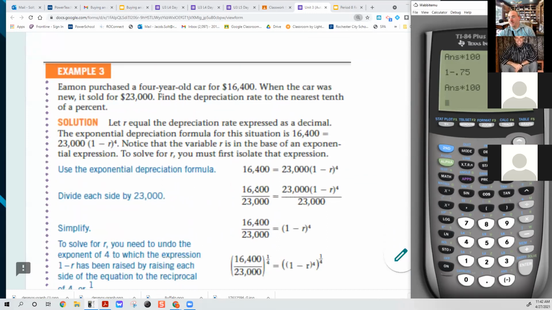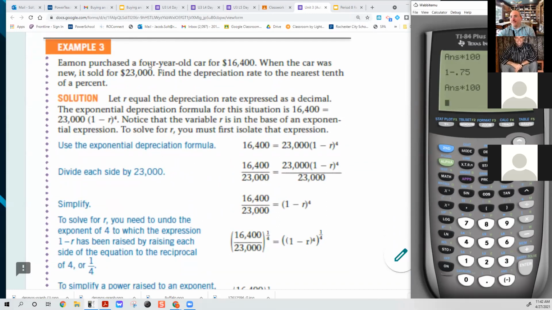All right, Eamon purchased a 4-year-old car for $16,400. When he purchased it, the car was 4 years old. When the car was new, it sold for $23,000. We can find the depreciation rate to the nearest 1/10%. So here's how we're going to do this. We're going to let R equal the depreciation rate expressed as a decimal.